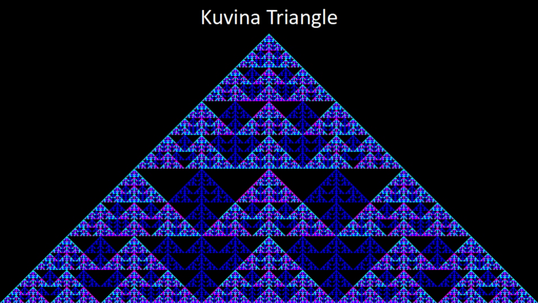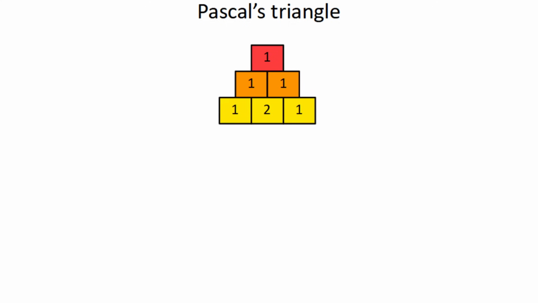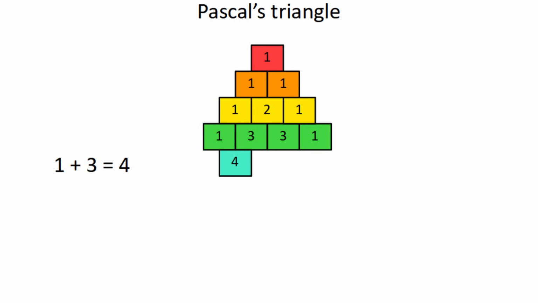I made my own fractal, and it looks like this. I call it the Kuvina triangle. Here's how it works. So, you've probably seen Pascal's triangle. You know, the thing where you start with a 1, and then go down row by row, and to determine each new number, you just add the two above it, treating blank spaces as zeros.